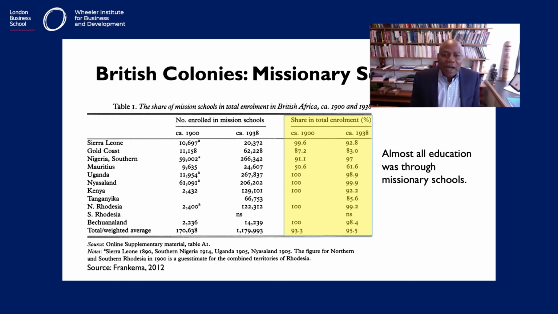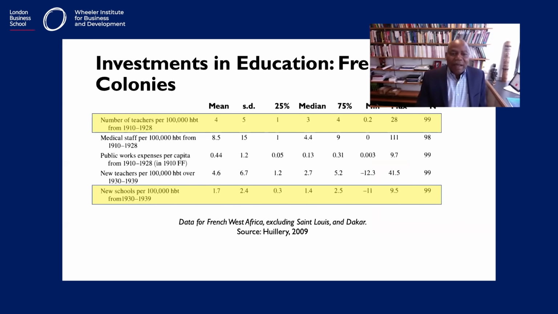Now, most of the education was done through missionary schools. In Sierra Leone, for instance, 99% of the schools were mission schools. In Northern Rhodesia, 100%. It shows that the colonial authority delegated much of the running of the schools to missionaries.